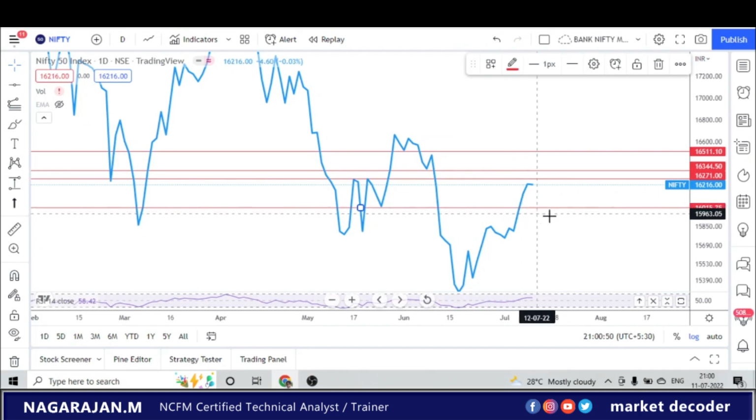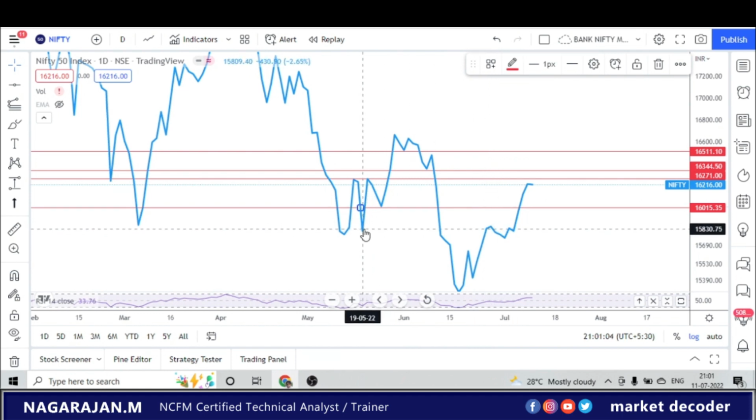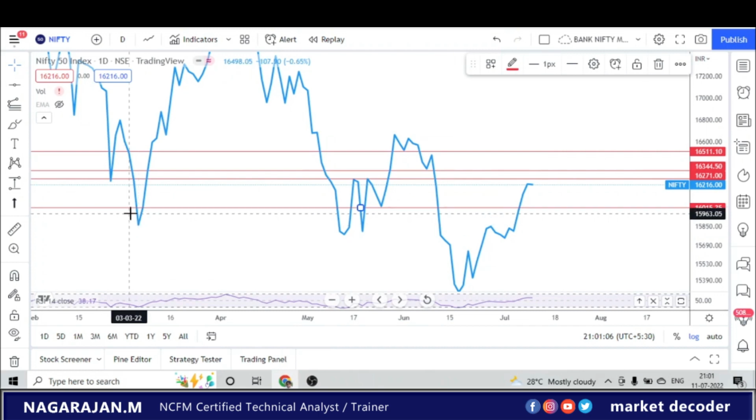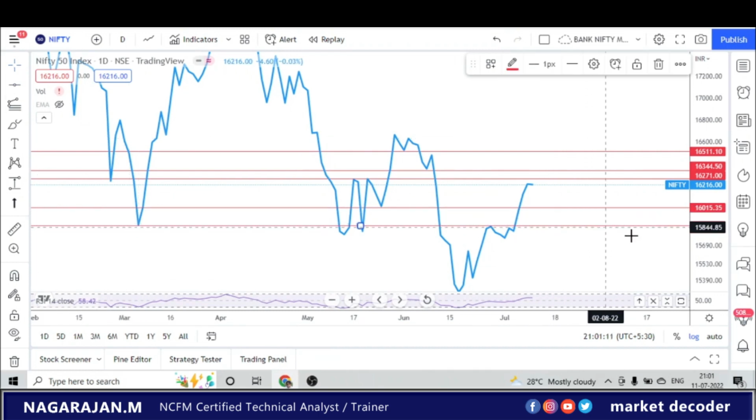So 16,000 levels, previously it was acting as a resistance, so currently it will act as a support. 15,850. So here there is a previous resistance, here there is a support, here there is a support, and here also there is a support. So definitely this zone will act as a strong support zone for Nifty in the current swing. So Nifty, if it is dropping, it can drop towards 16,000 and 15,815 at the max for the current swing.